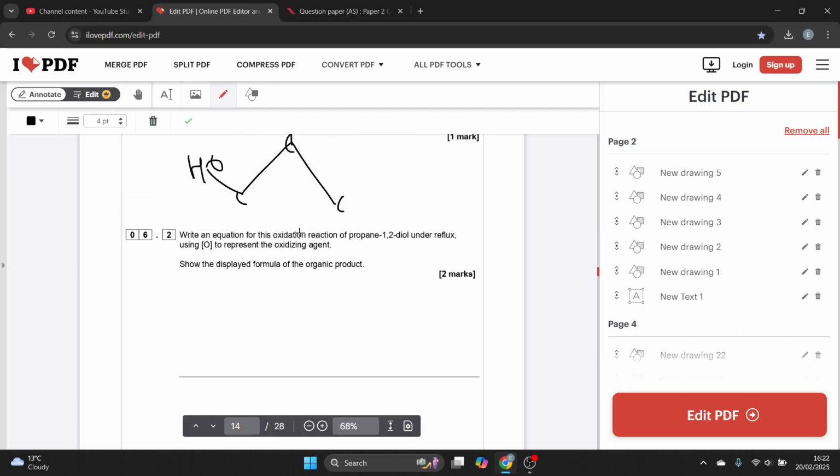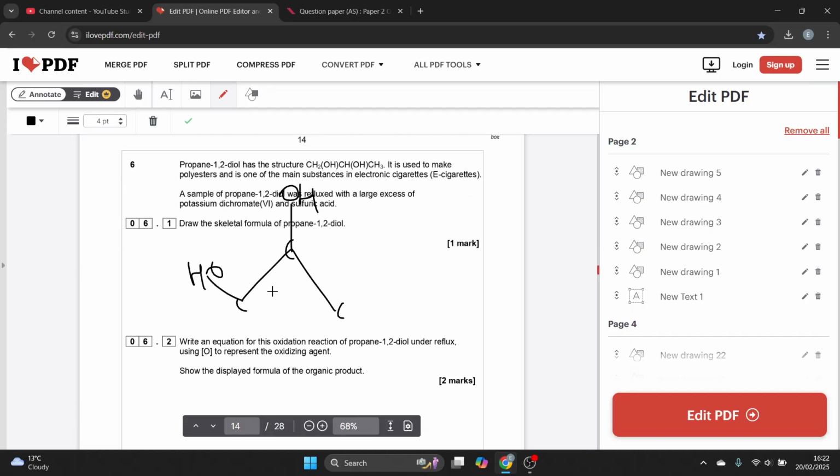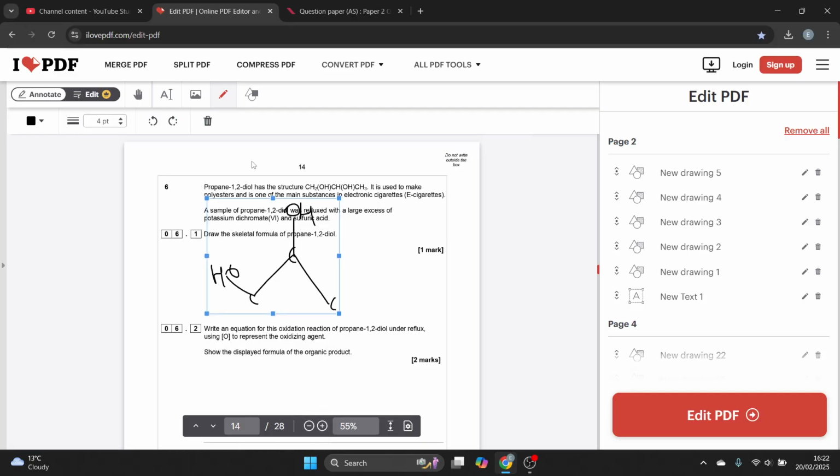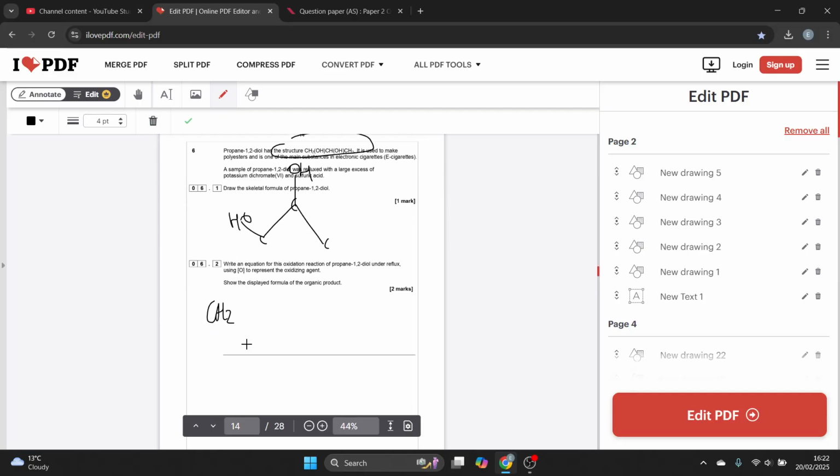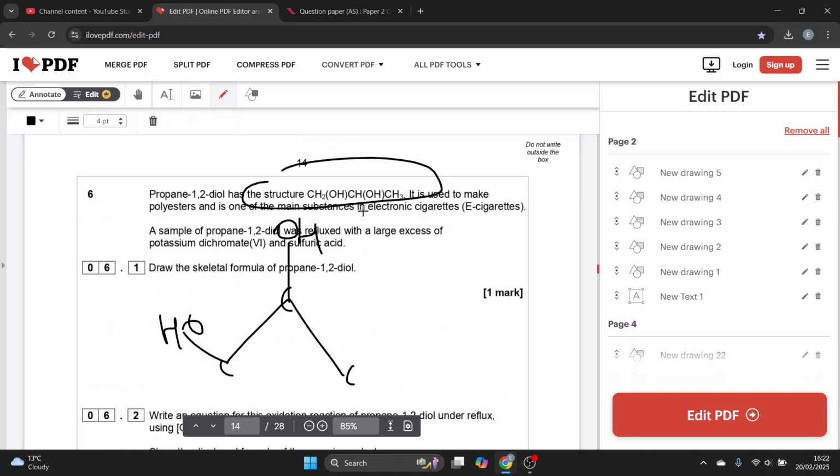Find the equation for the oxidation reaction of this under reflux. That's the structure of propane 1,2-diol. So it's going to be CH2. No, but just say show the displayed form of the organic product. Let's just say this then. C3H8O2.